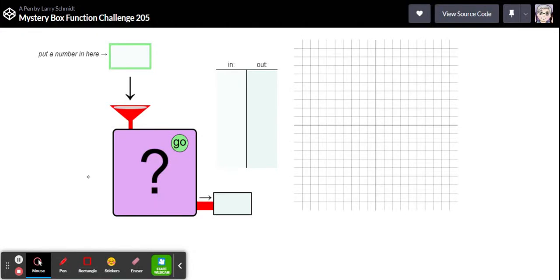Hello everybody and welcome to another mystery box function challenge. In the purple mystery box there is some math and your challenge is to figure out what it is. You can try this out, use the link in the description, and when you've got an idea come on back and see if we get the same thing.